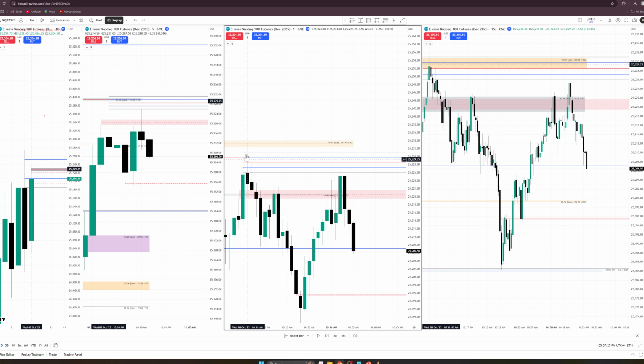So market never went even to the 50% of this wick. We had an immediate rejection. Now we can see these two up close candles. These two up close candles are engulfed by these candles. So again we have a bearish order block.